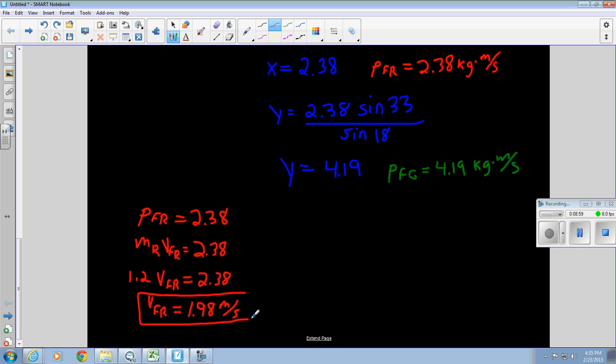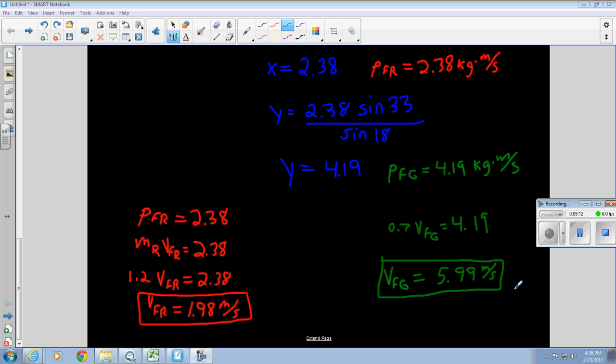And do the same process over here for the green ball, and you're going to find that the velocity of the green ball final is equal to 5.99 meters per second for our final velocity for the green ball. The reason why we want these is because we're going to determine whether this is an elastic or an inelastic collision. And the way we find that is plug it into our conservation of energy equation and see whether the initial energy equals the final energy.